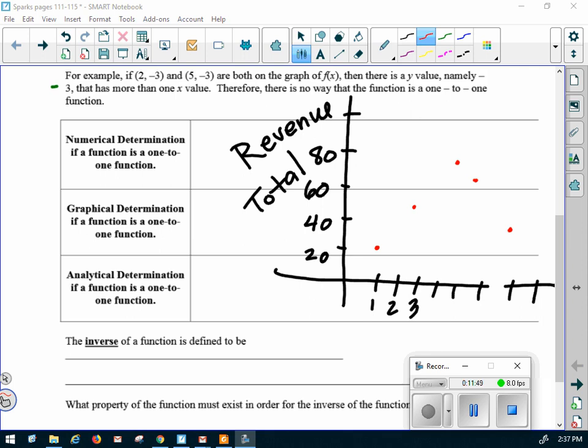They undo each other. Inverses undo each other. What undoes x plus 6? What undoes adding 6? Subtracting 6. What undoes multiplying by 3? Dividing by 3. What undoes a square root? The square. Okay.